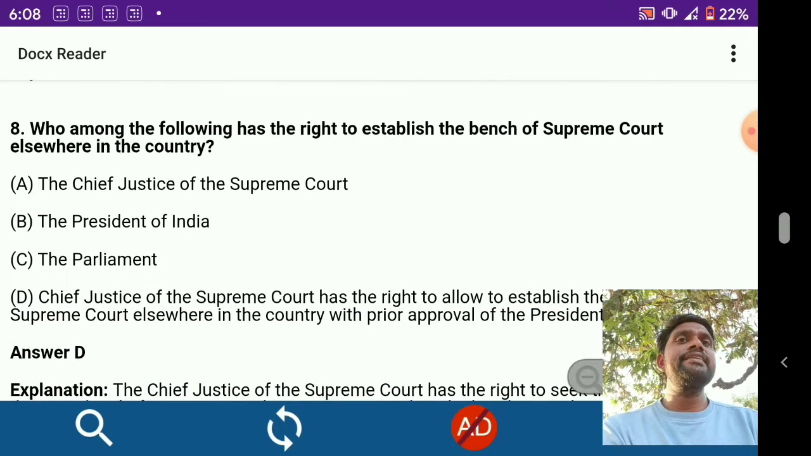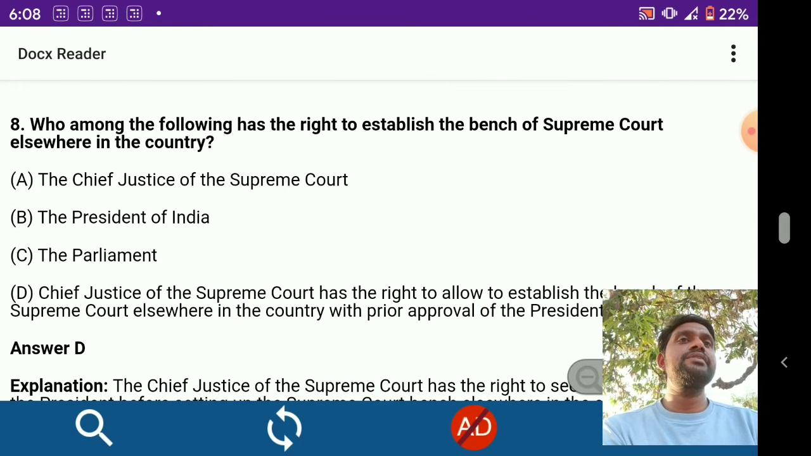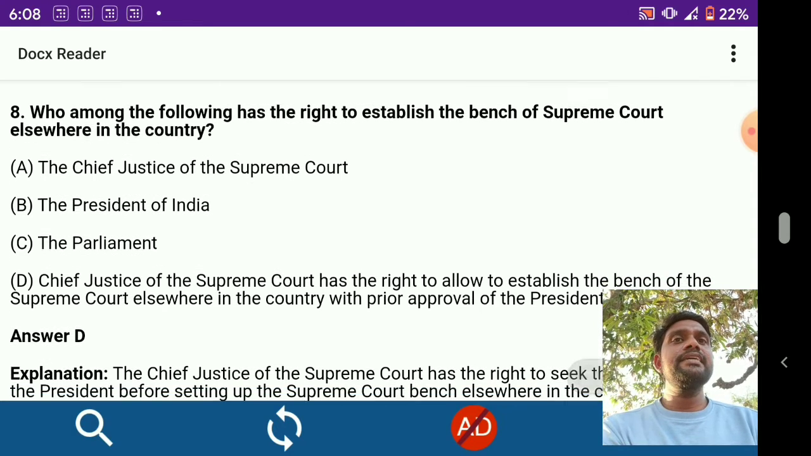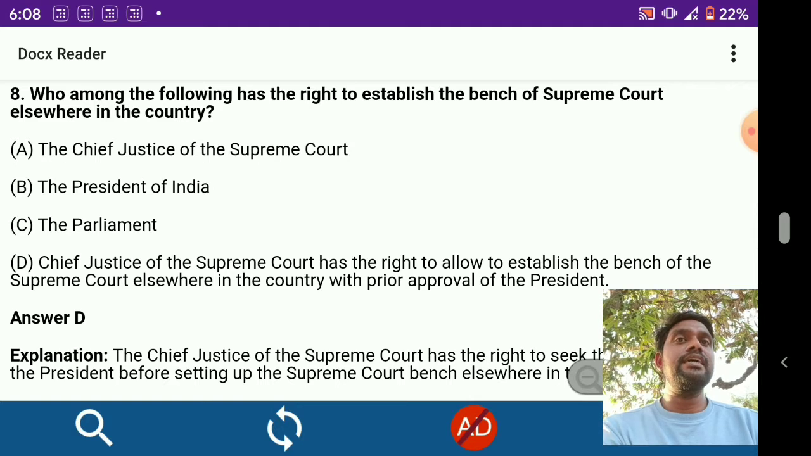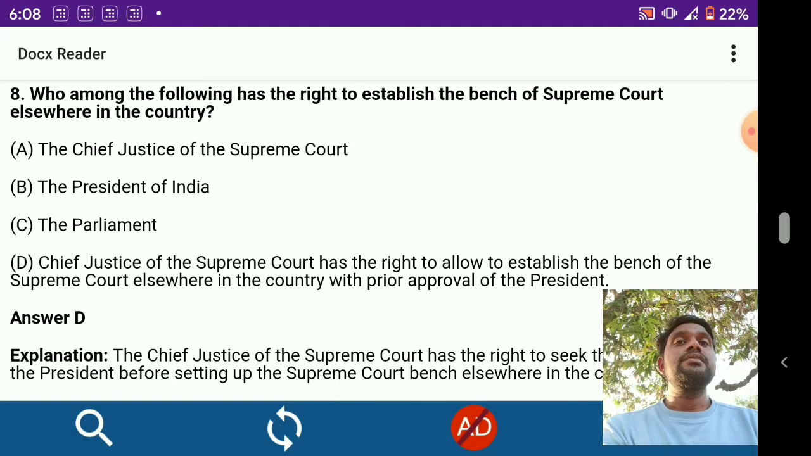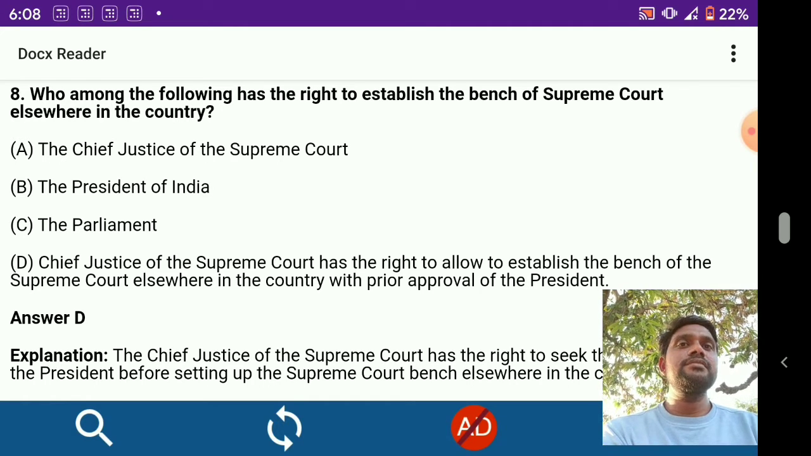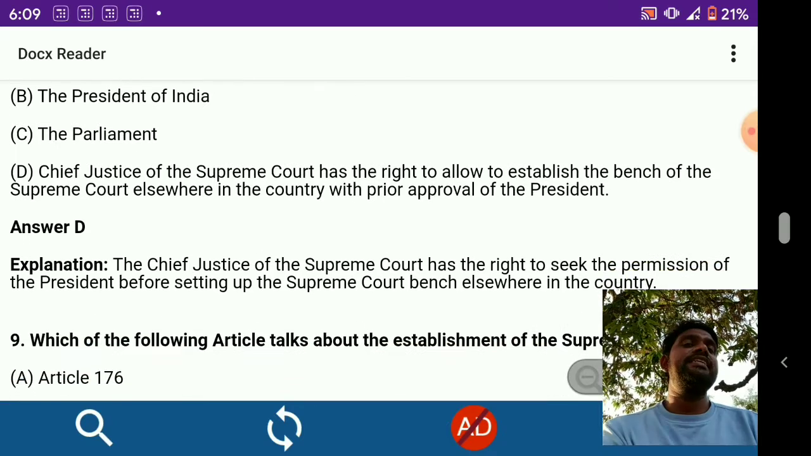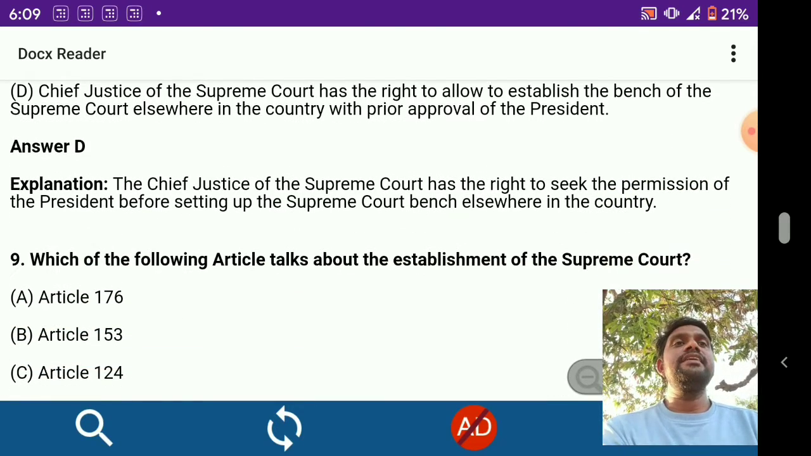Next, question number 8. Who among the following has the right to establish the bench of the Supreme Court elsewhere in the country? Option A, the Chief Justice of the Supreme Court. Yes, he can. But next option is the President of India. Option C is the Parliament. Option D is, yes, right here, the CJI has the right to allow to establish a bench of the Supreme Court elsewhere in the country with prior approval of the President. Okay, so the right answer is D.